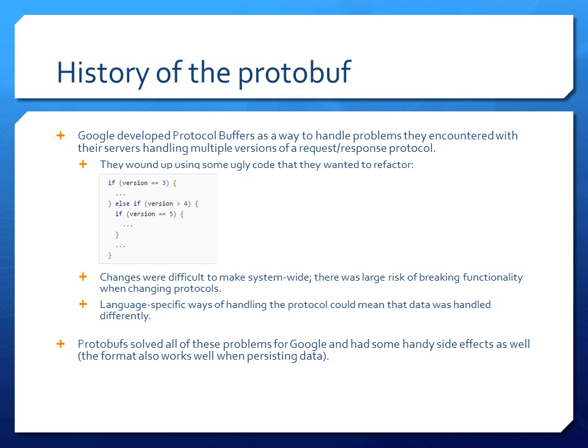These changes were difficult to make system-wide. There was a large risk of breaking functionality when changing what was inside of those protocols, and there were language-specific ways of handling the protocol that could mean that data was handled differently or incorrectly. So they decided to generate the protocol buffer, which solved all of these problems for Google and had some handy side effects as well. The format works well when persisting data, for example.